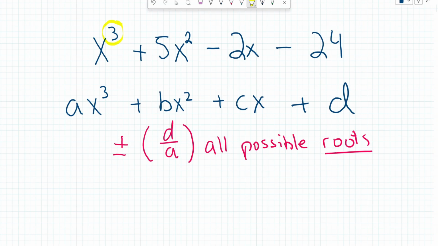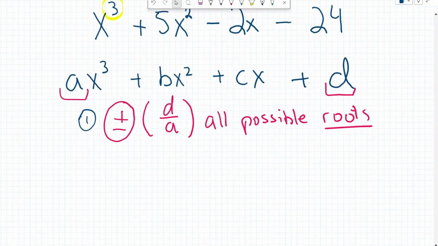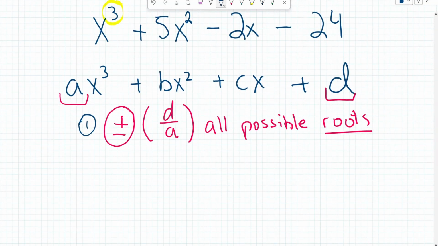The first step is to determine all the possible roots for this polynomial. We can find all the possible roots by looking at d over a, all the possible combinations, and remember to consider both the positive and the negative values. So let's do that for our example. Already we can see that a equals 1, so there's only one possible factor here.